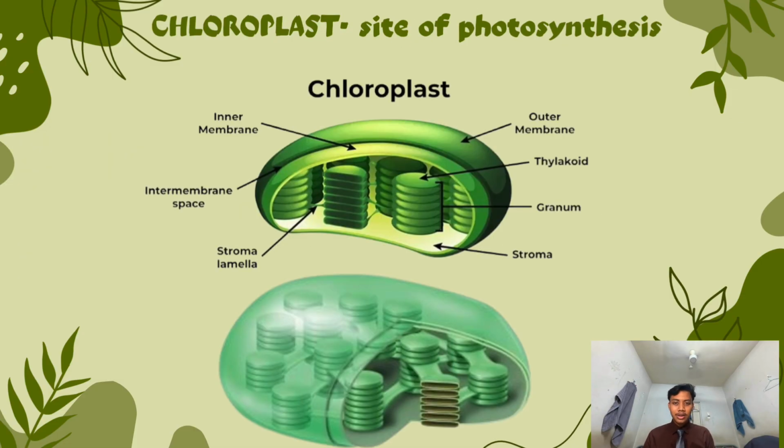You can see the chloroplast, site of photosynthesis. Here: inner membrane, outer membrane, thylakoid, stroma, stroma lamella, intermembrane space.